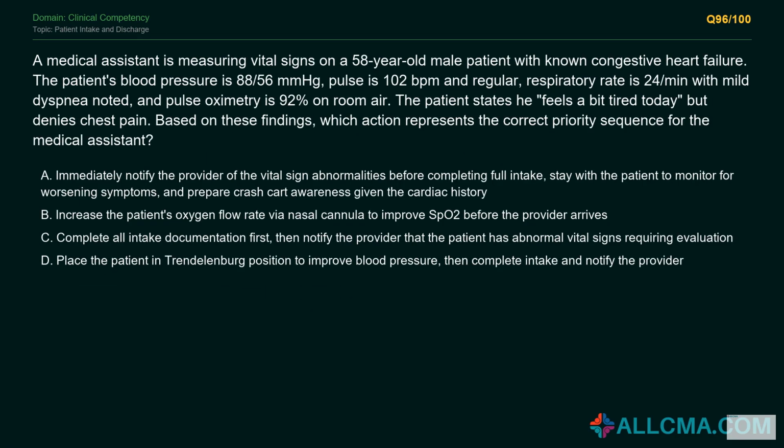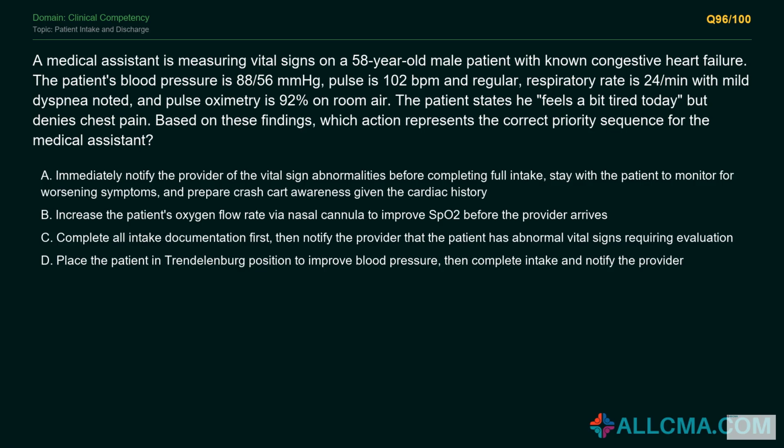Question 96. A medical assistant is measuring vital signs on a 58-year-old male patient with known congestive heart failure. The patient's blood pressure is 88/56 mmHg, pulse is 102 BPM and regular, respiratory rate is 24 per minute with mild dyspnea noted, and pulse oximetry is 92% on room air. The patient states he feels a bit tired today but denies chest pain. Based on these findings, which action represents the correct priority sequence for the medical assistant?